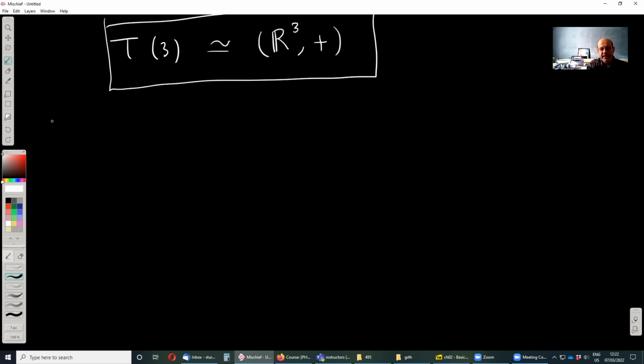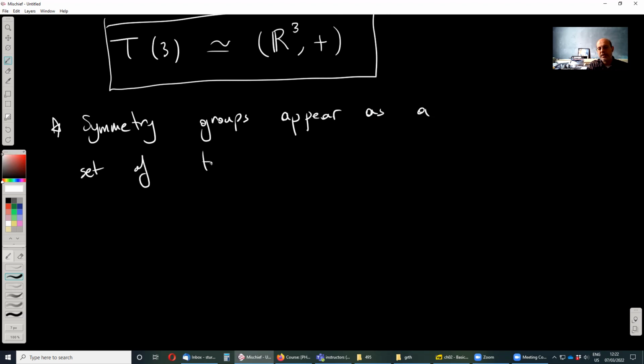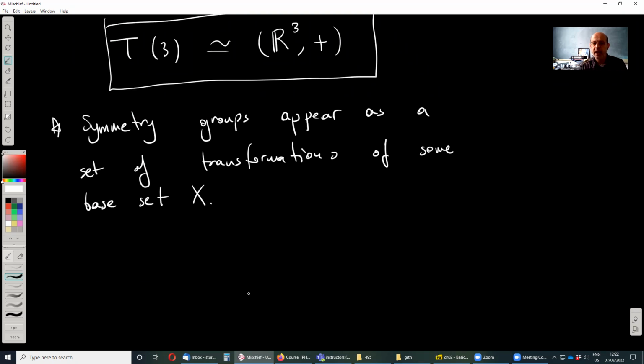So in any case, symmetric groups appear as a set of transformations of some base set X, whatever it is, okay? I can actually give many more examples in here.